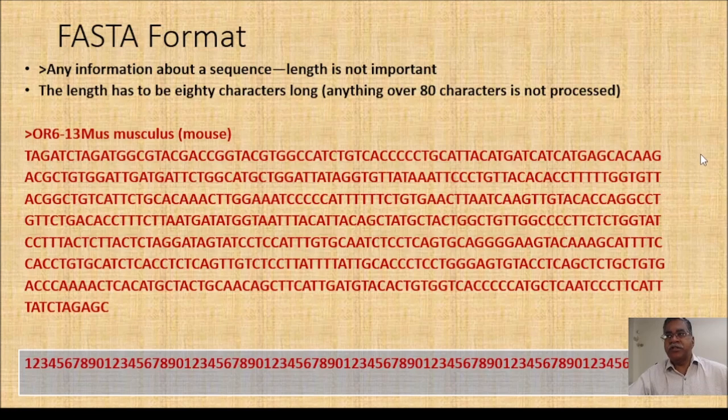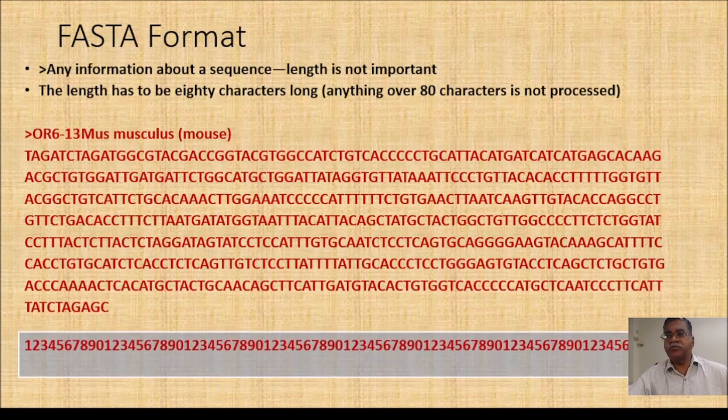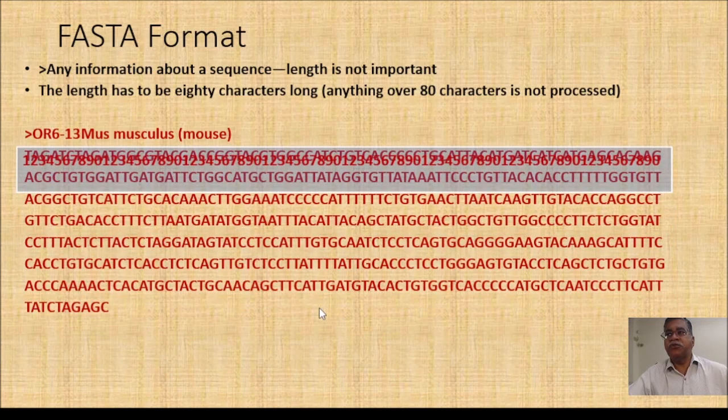If you put in a bunch of characters which go beyond 80, the software is not going to pick it up. And so what I typically do to make sure I have 80, I just do 1 2 3 4 5 6 7 8 9 10. I cut and paste this up to 80, and then I know that I'm typing in the correct length.